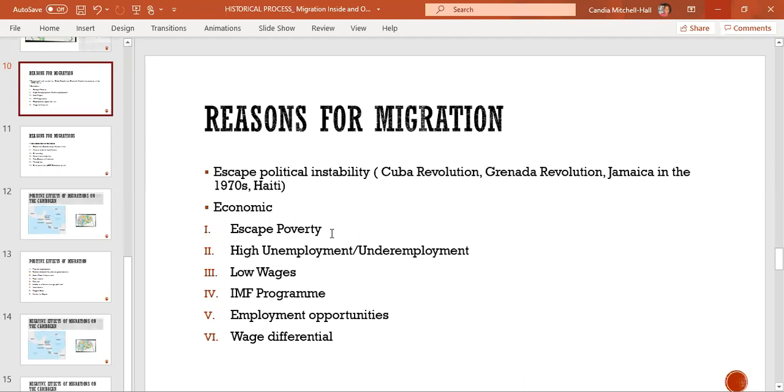Another reason why people leave for economic reasons is job opportunities abroad, or wage differential, meaning that abroad you earn way higher wages. So you're going to leave because if you're a nurse in Jamaica and you get a job abroad, you can get way more money as a nurse abroad. Same thing if you're a teacher or a medical doctor.